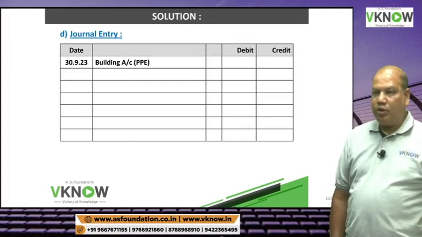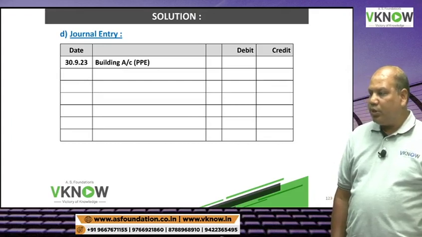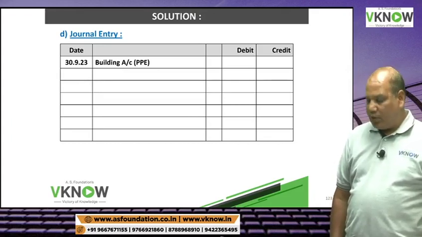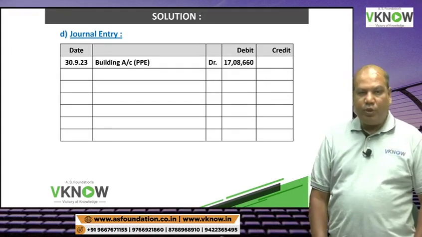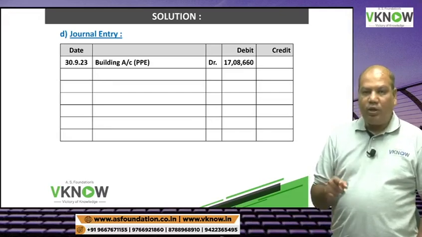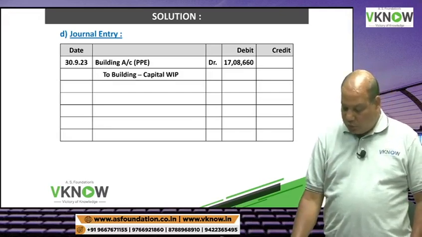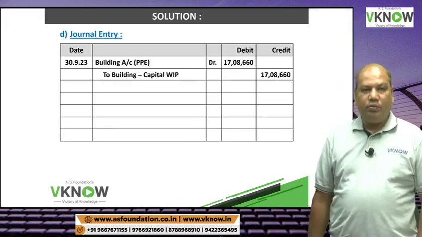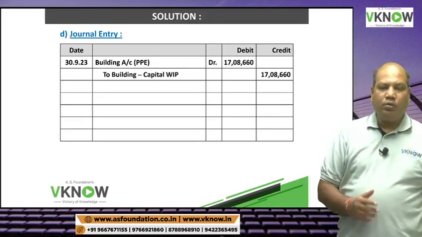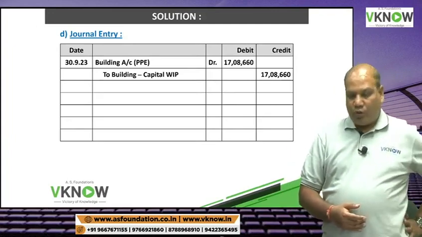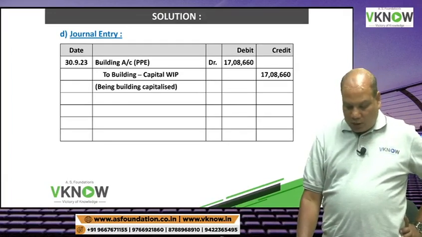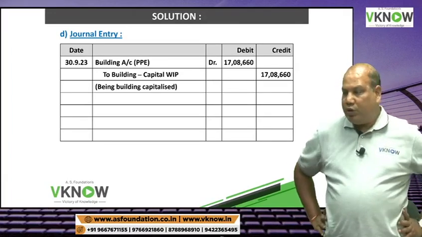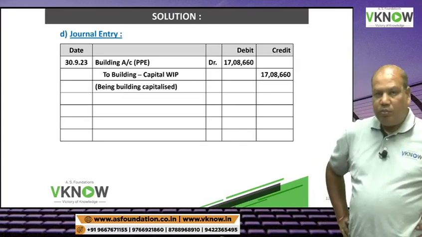Date, particulars, debit, credit. So today, 30th September 23, the building has been completed. So we will write building account debit, as per your calculation, 17 lakh 8,660, to building capital WIP. So from capital WIP, we are shifting it to PPE now, and it is ready for depreciation also. So that is 17 lakh 8,660. So you will say being building capitalized.